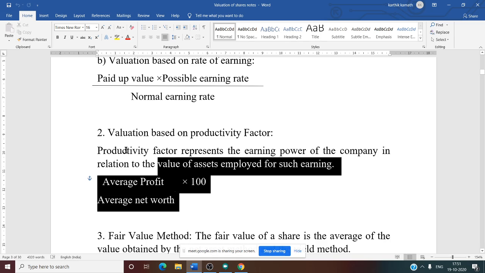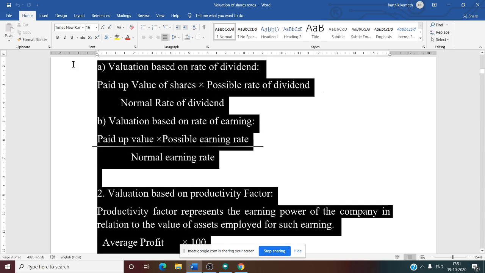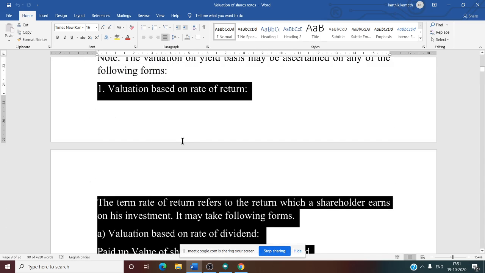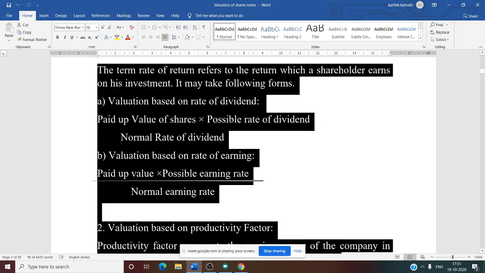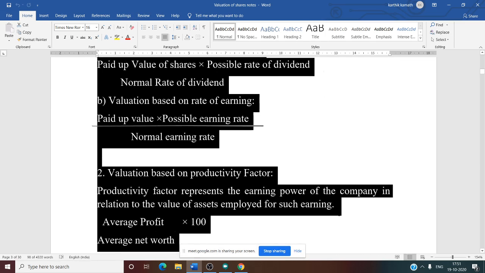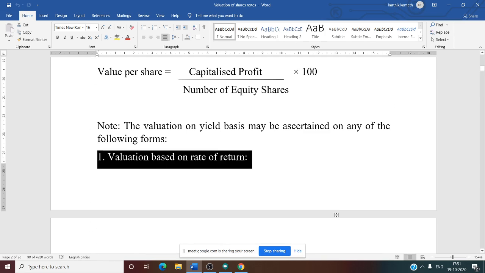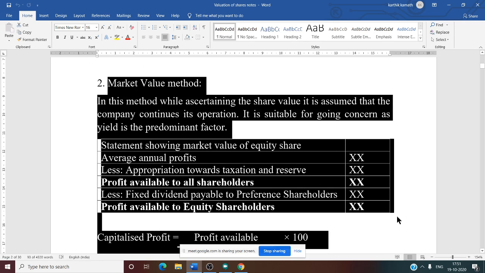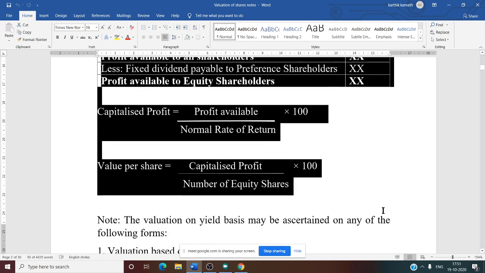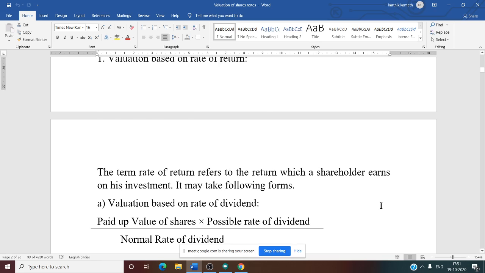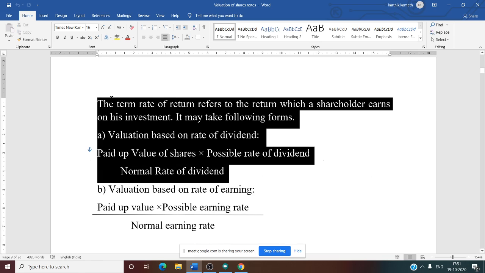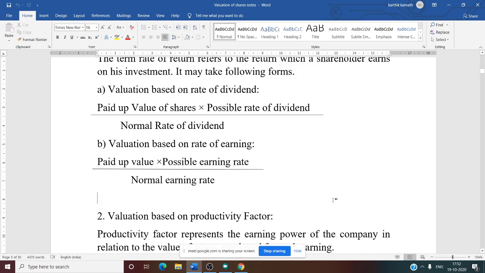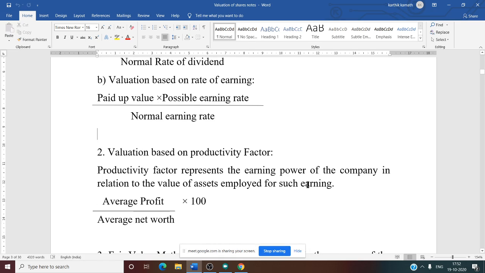As per our syllabus, these formulas are not that important. Importance is very less because this type of question is not asked in the examination. But this is important: the yield method format is important. Capitalized profit is important. Value per share is important. This you can use as an alternate method. Yes, but you need to remember the formula, suppose if it comes for the examination.